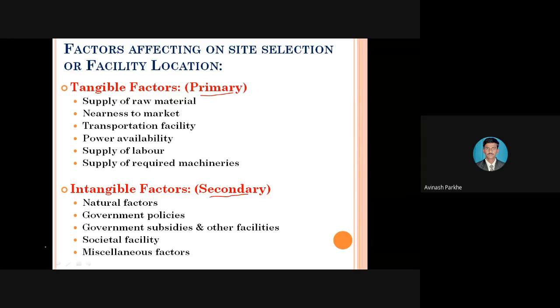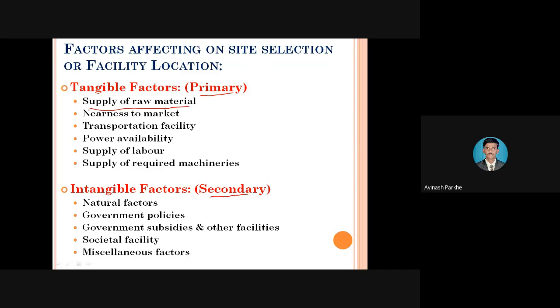So different types of tangible factors are there, and intangible factors are there. If you look at the tangible factors, which are called primary, the first one is the supply of raw material. It plays a very important role. That is raw material. If raw material is not available, then it is not possible to start your industry. If raw materials are not available, then there is no use of labor, no use of advanced machineries, no use of any advanced equipments.